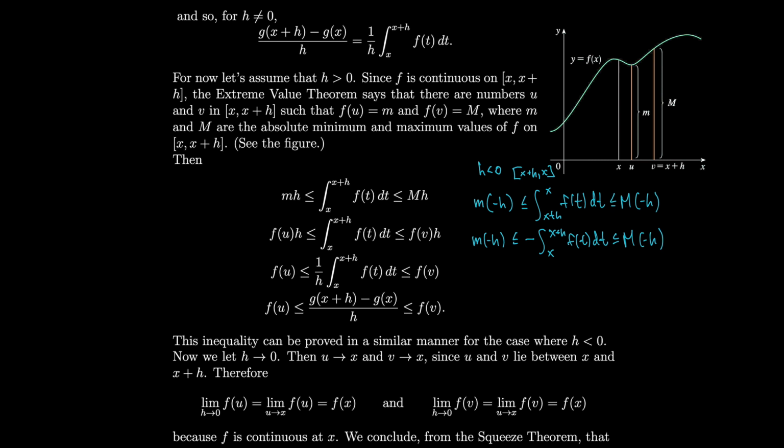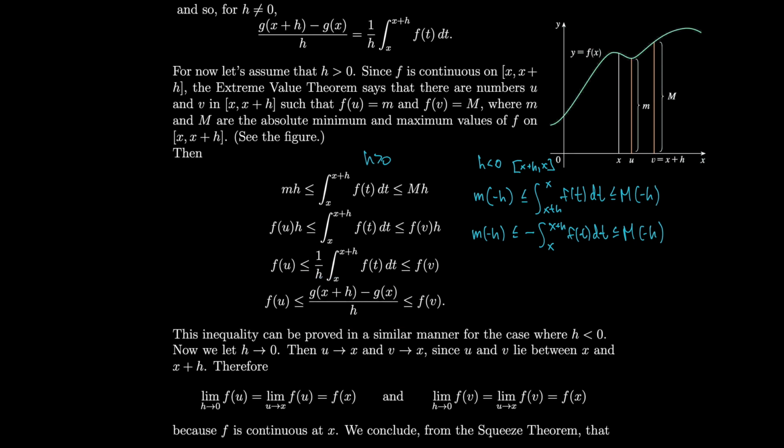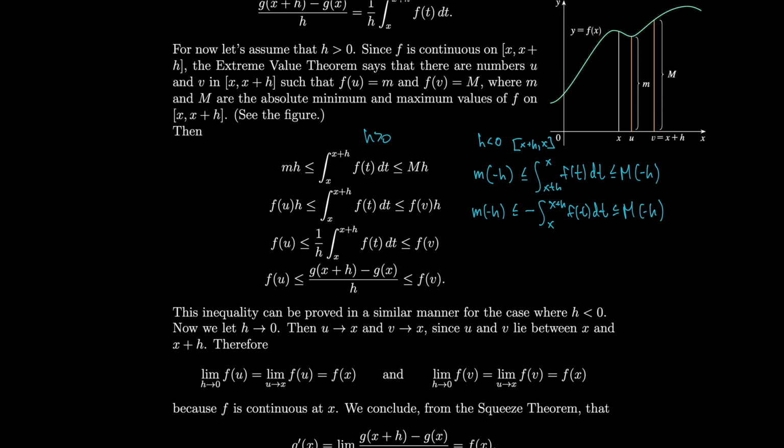And then I can divide by minus h, and I get right back over here. Notice that dividing by minus h cancels out this negative, and it doesn't flip the inequality because minus h is a positive number, because we're assuming h is negative in this case. So it doesn't matter if you take h to be positive or negative, you still get the exact same inequality in the end. Since we get the exact same inequality, let's let h tend to 0.